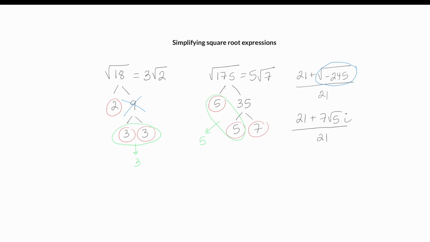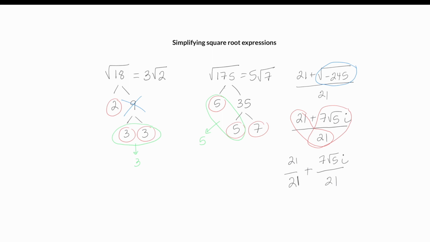And once I have this, I'm able to simplify it a little more by splitting this large fraction into two smaller fractions, like so. So this first fraction will be 21 over 21. And the second fraction after the plus sign will be 7 square root of 5i over 21. And now each of these fractions can be simplified just a little more.